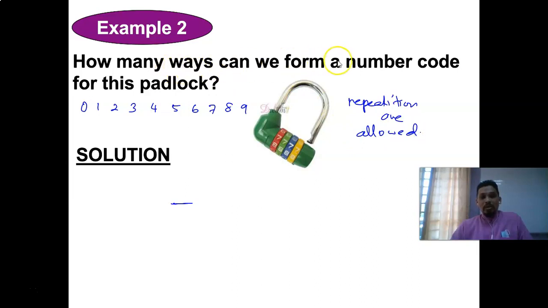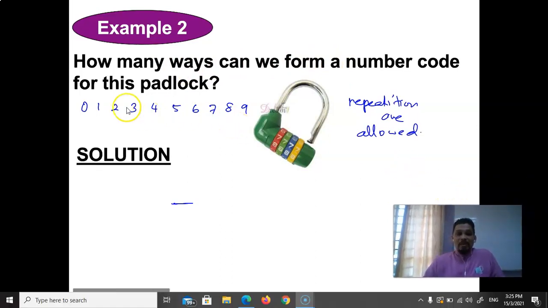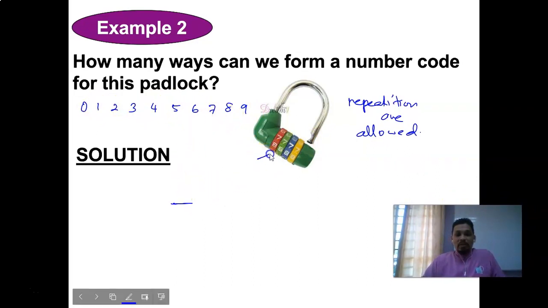It did not mention here that repetition is not allowed. So in general, we assume that repetition is allowed. From 0 up to 9, there are 10 digits. Let's take a look at the red button for the first place, then the second is green, the next is blue, and the last one is yellow. So there are 4 places to form a code number for this padlock.